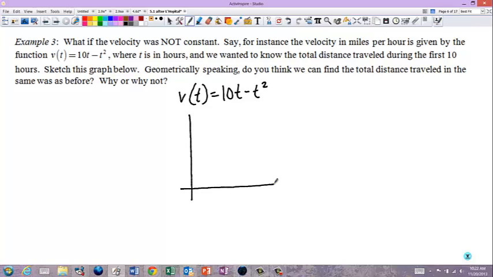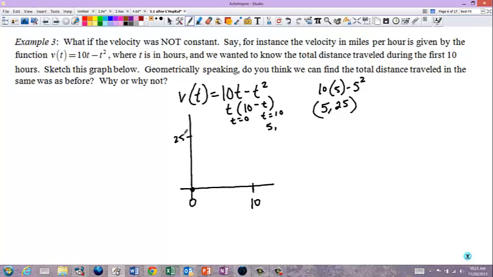Okay. Well, if we factor out a t, we would have t times (10 minus t). So we would have 2 zeros, 0 and 10. It's a parabola with vertex halfway between, so it would be 5. At t equals 5, that would be 50 minus 25, which is 25, so our vertex is (5, 25). It would be about right there, and it would be a parabola. It's kind of crooked.